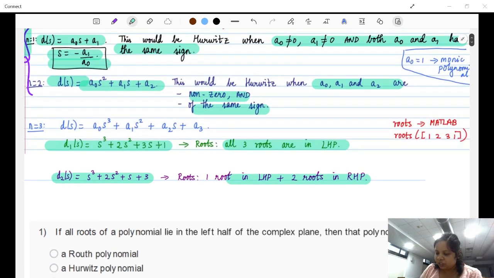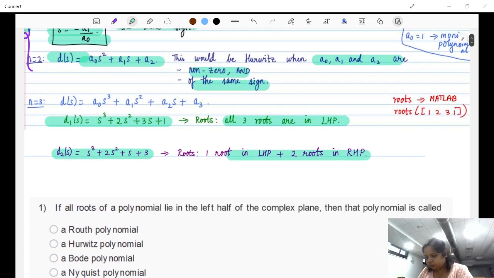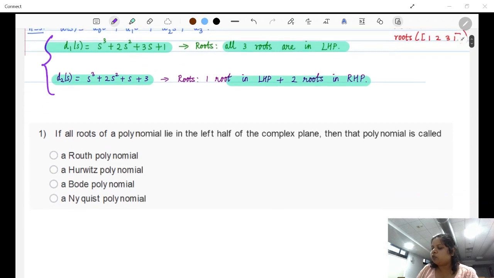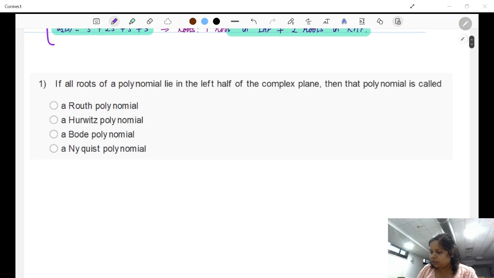Sorry, it gives us the necessary condition and it is not the sufficient condition. So we'll see more of such examples later. But before that, we'll start doing the questions.